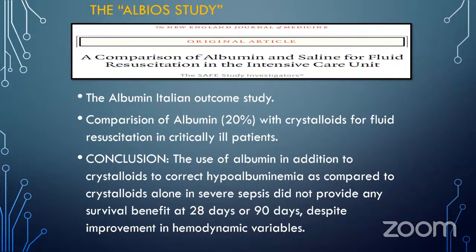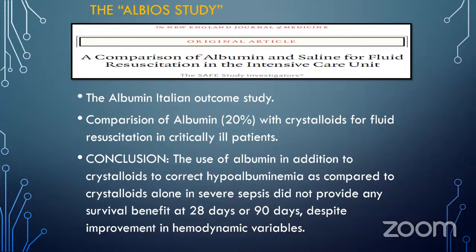Coming to the further study, there's the ALBIOS study, which came from Italy. The comparison of 20% albumin and crystalloids for resuscitation of fluid. The major change which they made compared to the SAFE study was that they targeted a value, or a magic number, of 3 grams of albumin. So that means they resuscitated the patients with albumin to achieve a target level of albumin of 3 grams.